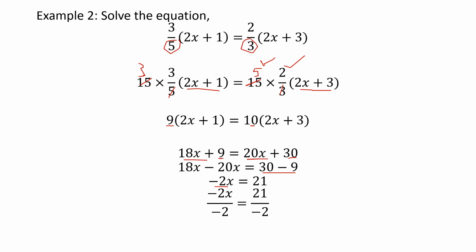Right, minus 2 into minus 2 is 1, minus 2 into minus 2 is 1. Then on the right hand side, minus 2 into 21, it is minus 10.5. Right, like this. So our final answer is x is equal to minus 10.5.